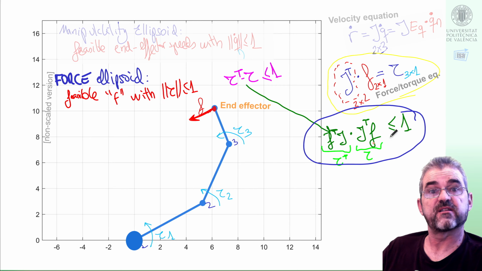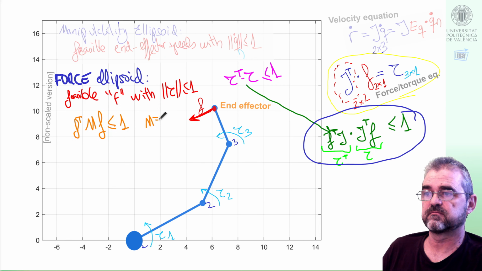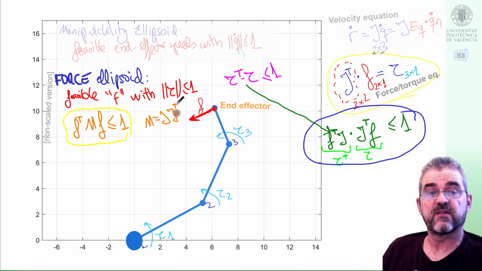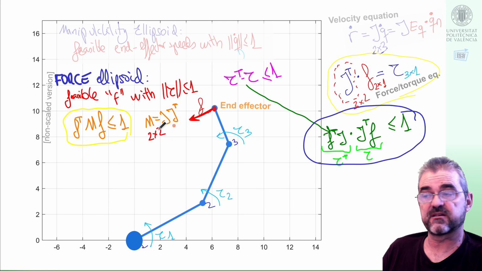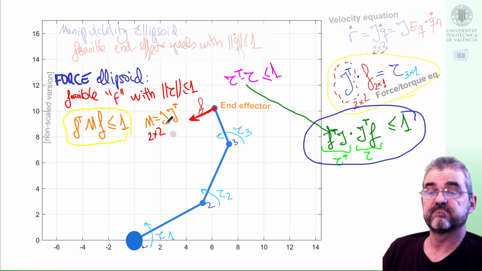And of course, this quadratic inequality defines an ellipsoid like this, being M the Jacobian times Jacobian transposed, a 2 times 2 size square matrix. So this is the force ellipsoid.